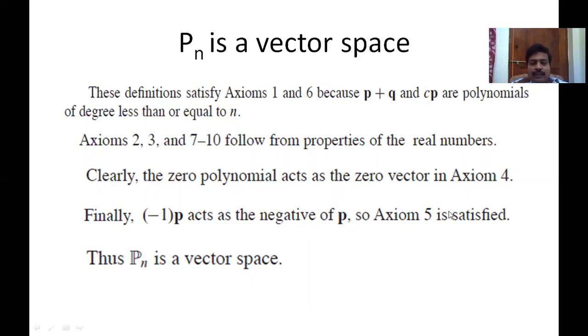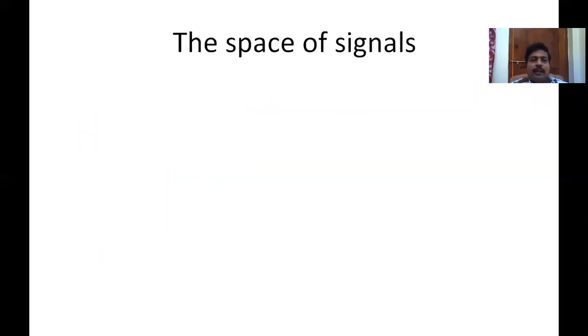So the fifth axiom is also satisfied. So from these we can conclude that all the 10 axioms are satisfied. Thus Pn, the set of all polynomials of degree at most n, is a vector space. Let us move on to another example.